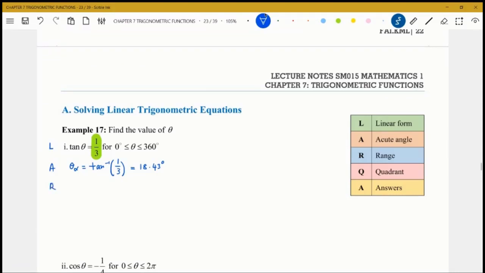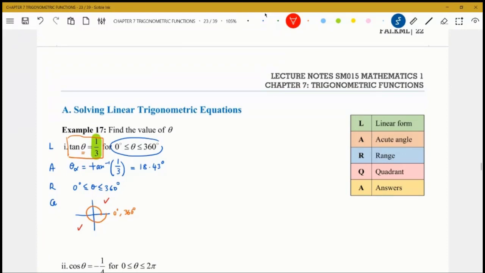Okay, itu adalah acute angle. And then the range dia diberi dekat sini. So tiada perubahan sebab di sini adalah single theta. So kita copy sahaja balik. Dia adalah daripada 0 to 360. Okay. And then we have quadrant. So kita ada full rotation daripada 0 sehingga 360. Okay. So dekat sini soalan dia adalah tangent positif.